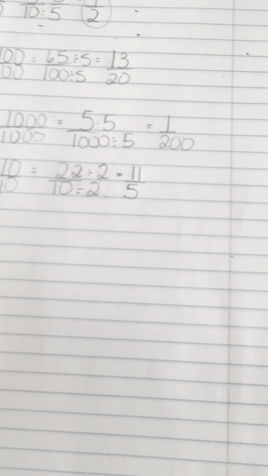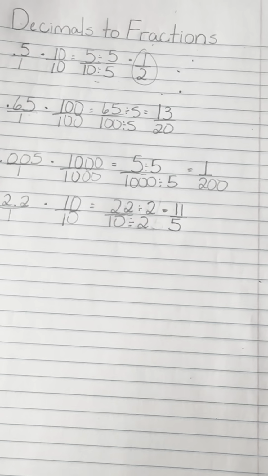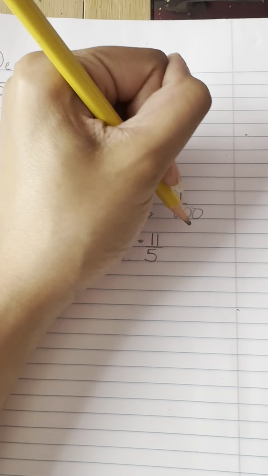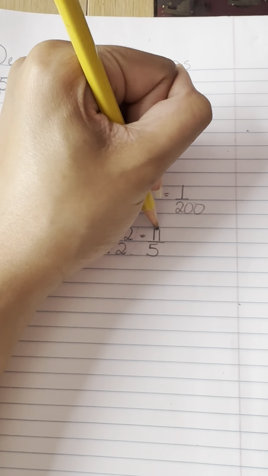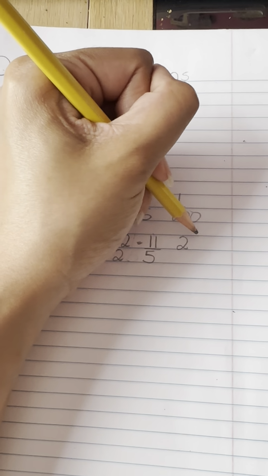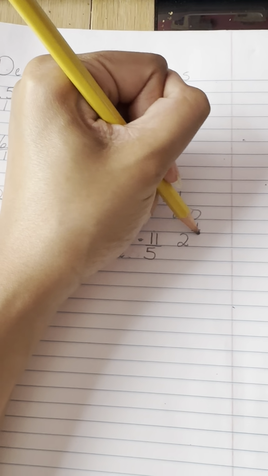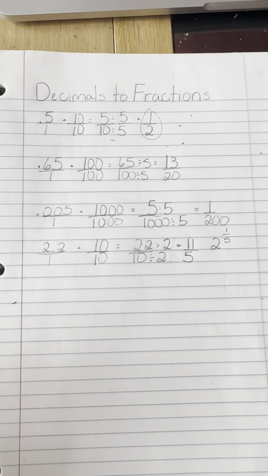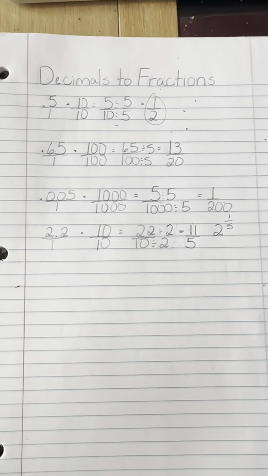Now we get 11 over 5. And if we want to change this into a mixed number, why not? Let's do it. 5 goes into 11 2 times, right? 5 times 2 is 10. 11 minus 10 is 1, with 5 for the denominator. And here you are. Here's some examples on how to change decimals to fractions.